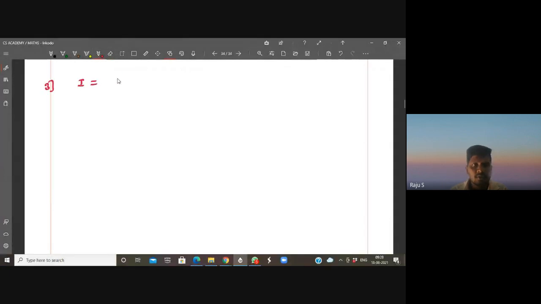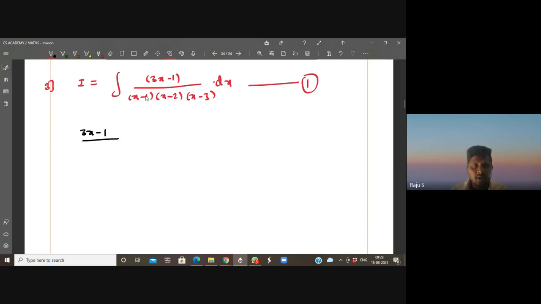I is equal to integral of (3x minus 1) by (x minus 1)(x minus 2)(x minus 3) into dx. Let us take this as equation 1. Just you have to take that integrand alone. It is clearly a proper rational function because the numerator degree is lesser than the degree of the denominator. So we can easily write it as the sum of simpler rational functions. Like see here, a by (x minus 1) plus b by (x minus 2) plus c by (x minus 3), split into different functions. Now let us take this as equation 2.